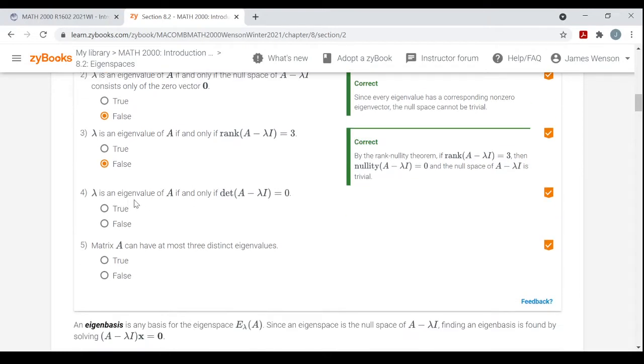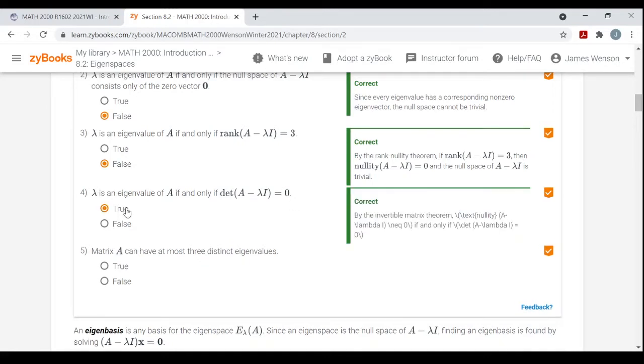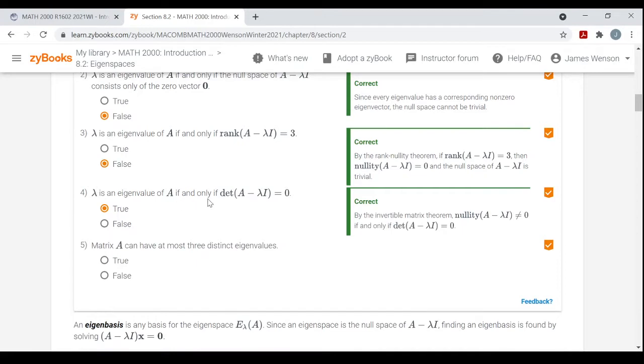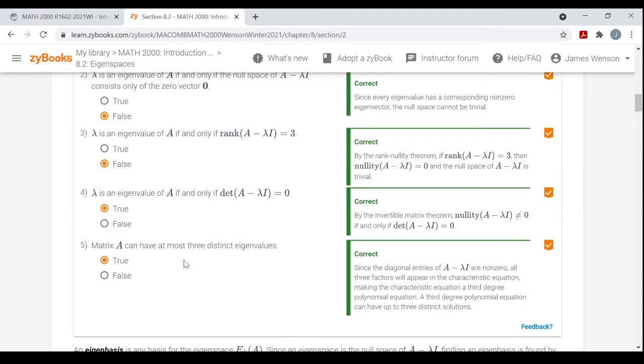How about lambda is an eigenvalue of A if and only if the determinant of A minus lambda I equals 0? Well, I just said that one a second ago. This is a true statement. Lambda is an eigenvalue of A if and only if it's a solution to this. Remember, this is the characteristic equation for A. And if it's a 3 by 3 matrix, you can have at most 3 distinct eigenvalues. That's true, and you saw this in section 8.1. An n by n matrix can have at most n distinct eigenvalues. So this is true for a 3 by 3.